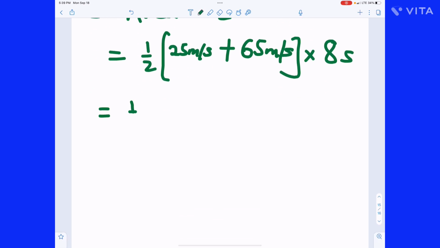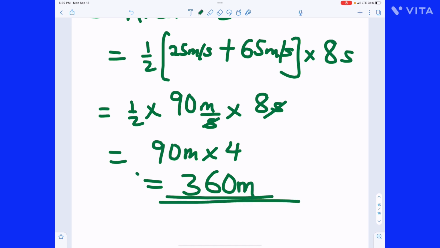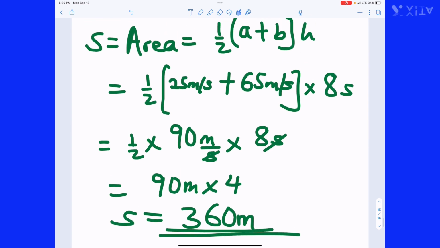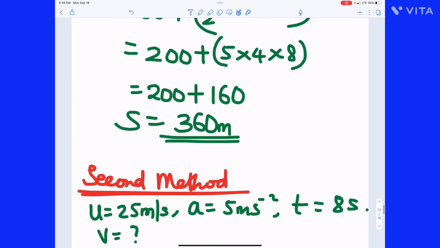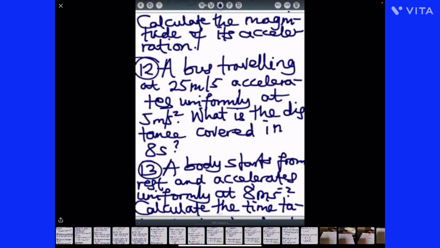So that gives us half times 90 meters per second times 8 seconds. We cancel seconds. That's 90 meters times 4. That's what? 360 meters. So you can always use either of these two to calculate your distance traveled. Either you use the formula or you use the area under the graph. You will always get the same answer. So let's keep practicing. Question 13 now.